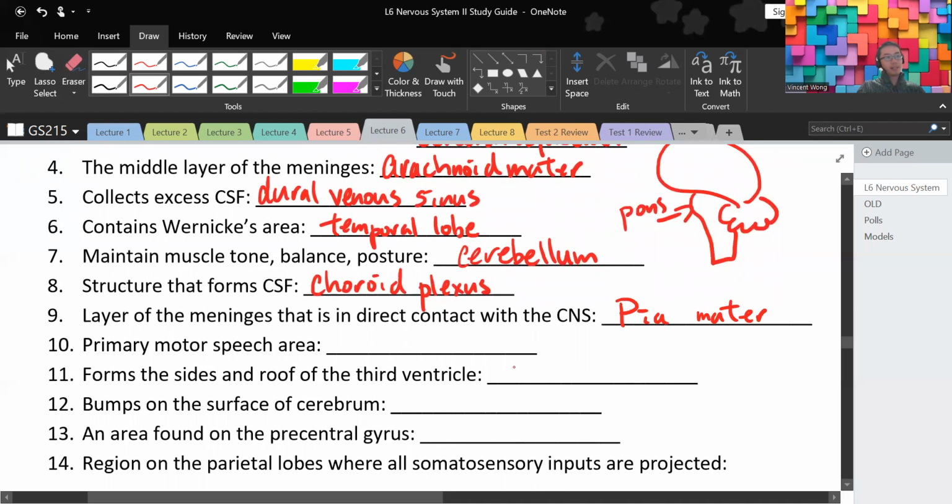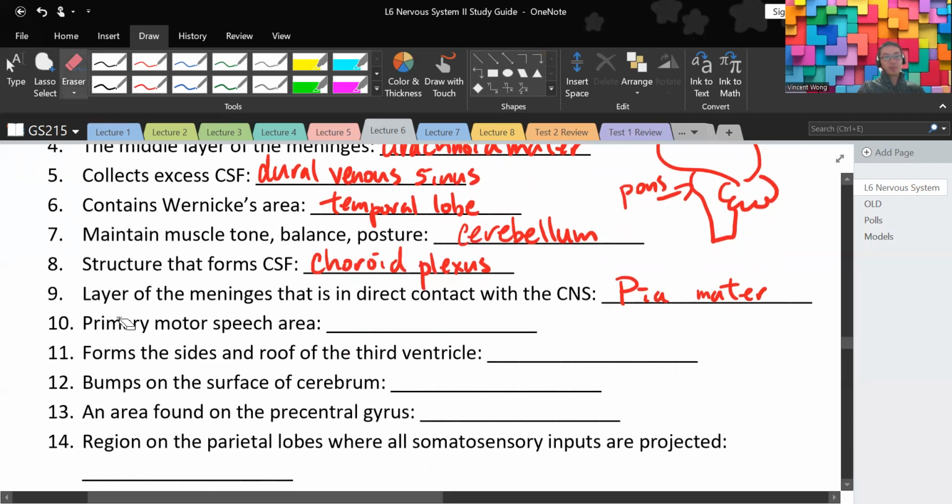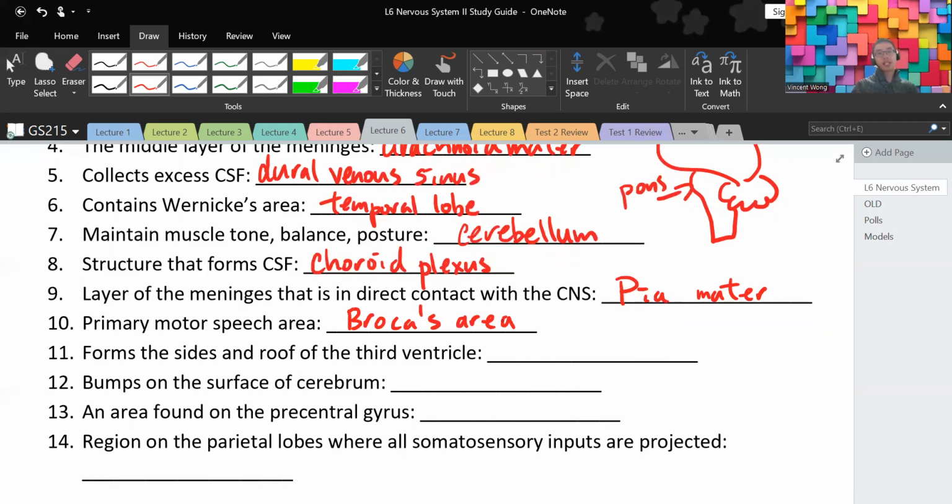I'm just looking at the caption that's being auto-generated. It's not getting any of these words at all. Looks really strange. Number 10, primary motor speech area. That's the Broca's area. It's usually on the left side, and it allows us to produce fluent articulate speech.